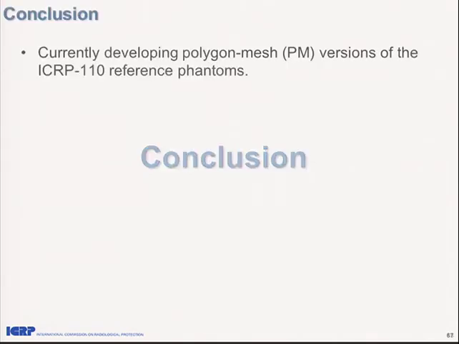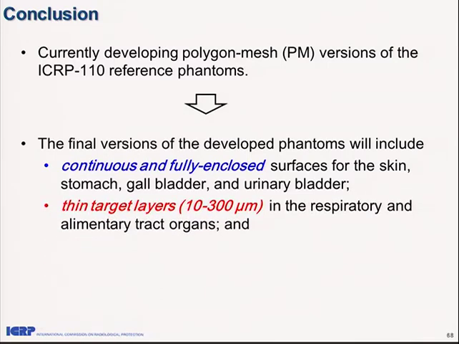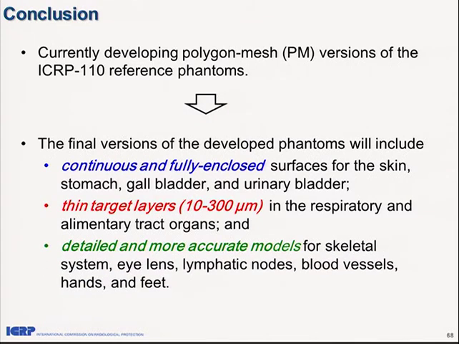So here is the conclusion. Currently, we are developing polygon mesh versions of the ICRP 110 reference phantoms, and the final versions of the developed phantoms will include continuous and fully enclosed surfaces for the skin, stomach, gallbladder, urinary bladder, and also thin target layers in the respiratory and alimentary tract organs. The developed phantoms will also include detailed and more accurate models for skeletal systems, eyes, lymphatic nodes, and blood vessels. Also, we have added detailed models for hands and feet.